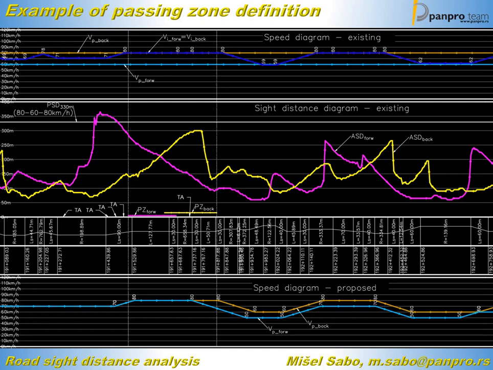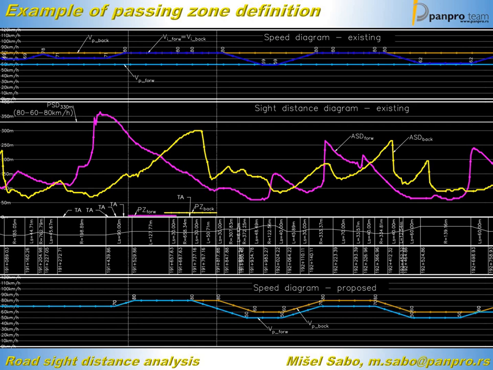In the speed diagram for the existing state, we can notice that the speed in forward direction is limited to 60 km per hour, and 80 km per hour in opposite direction. The values of the inferred design speed diagram in that part are 80 km per hour. The difference between the posted speeds in opposite directions is unclear and unjustified.